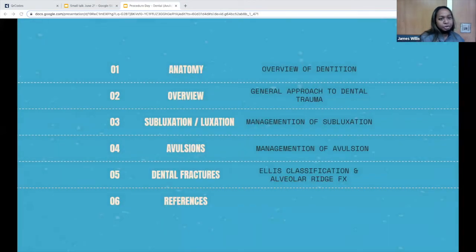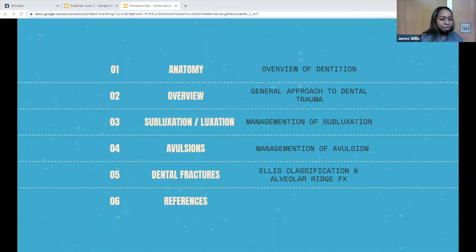So first, we're just going to go over the anatomy of the teeth, and the differences between adult and pediatric dentition. This is important mostly for distinguishing primary versus permanent teeth, as this will change your management when we talk about dental trauma. Additionally, we'll need some familiarity with the numbering and naming system of teeth when assessing for injuries, especially in cases of avulsions and trauma. We'll need to account for all of the missing teeth.